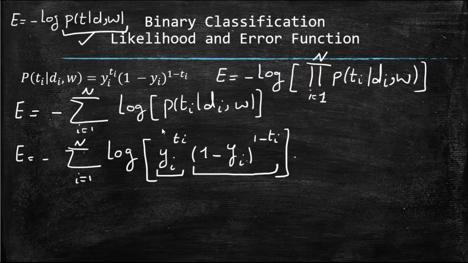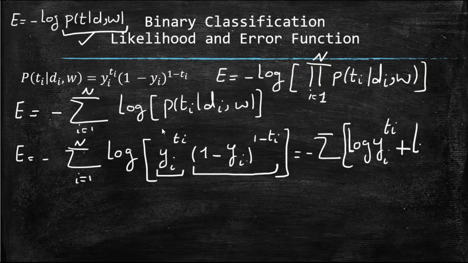rewrite this as minus the sigma of log. So I'm gonna put maybe a bracket here. Log of y sub I to the power of t sub I. Remember, plus, again, the log of 1 minus y sub I to the power 1 minus t sub I, right? The whole thing in a big bracket, right? I didn't do anything weird here, by the way, okay? This is the same story.